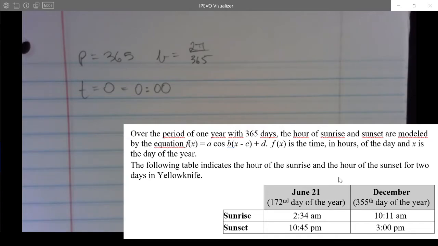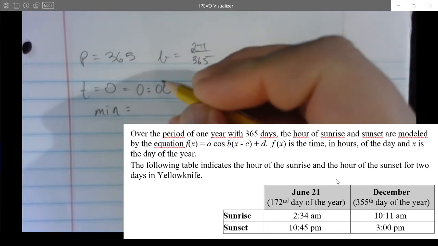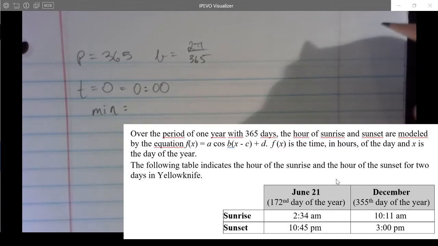So that means that the earliest that sunrise happens. Could you imagine having the sunrise happen at 2:34 in the morning? I'm glad I don't live that far north. That would mess me up. So the earliest, which would be my minimum, is 2:34 a.m.